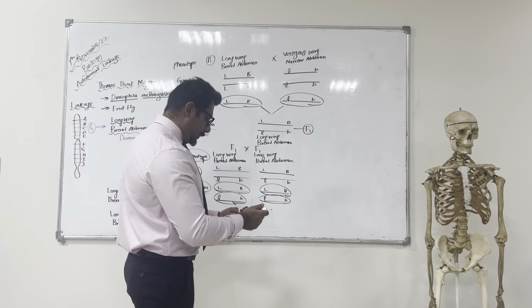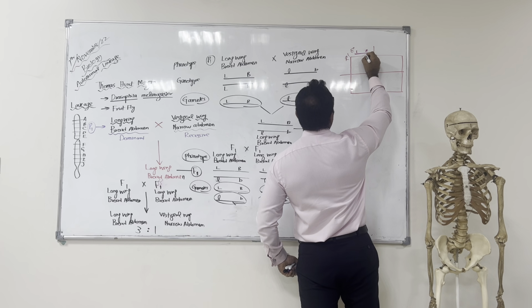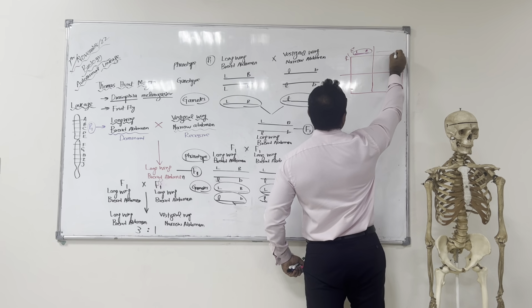Now, let's suppose that this is capital L, capital B. We circle this. This is small l, small b. We circle this. Right? Over here as well we have capital L, capital B. We circle this. We have small l, small b. We circle this. Right? Now, what happens? This and this join together. It makes capital L, capital B, capital L, capital B.